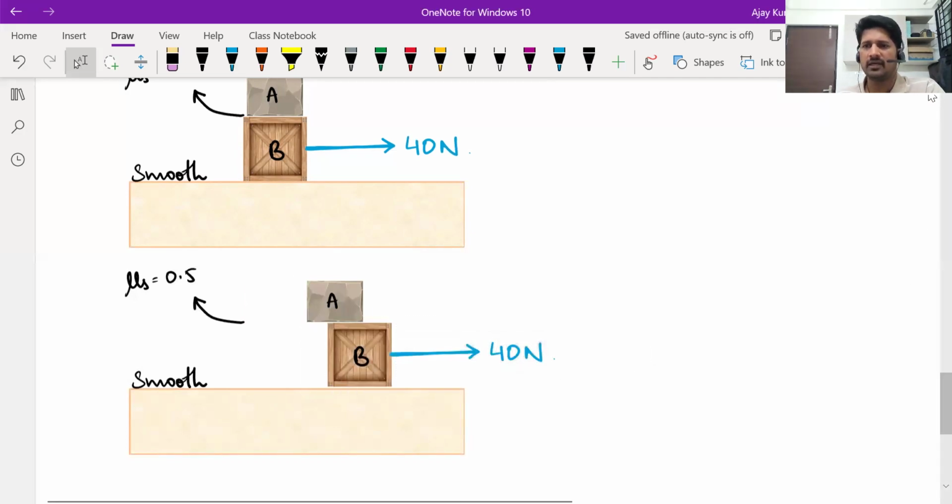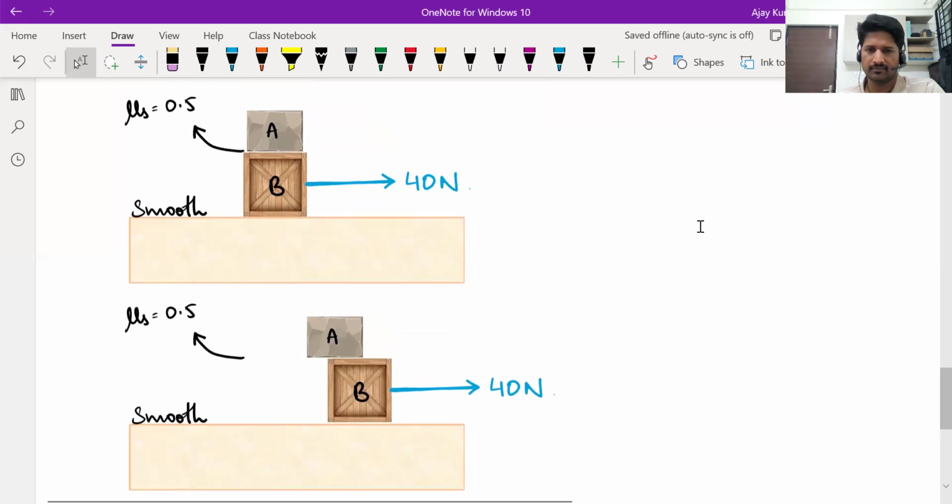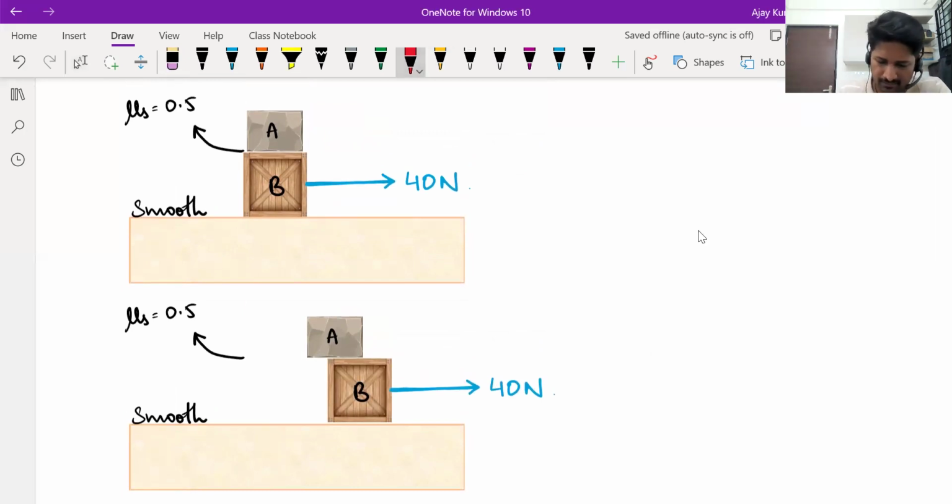So they'll have their own accelerations this time. What makes A move? Friction. The moment we start applying that 40 Newton force, friction acts like this. But now, even if limiting friction of 10 Newton acts, it won't be enough to prevent sliding between them. It can't keep them going together.